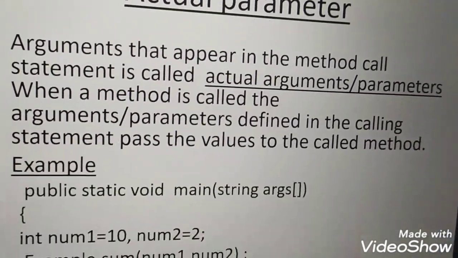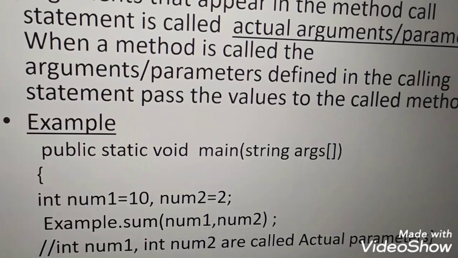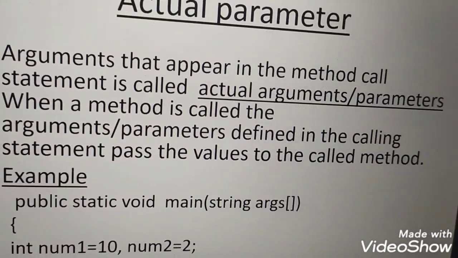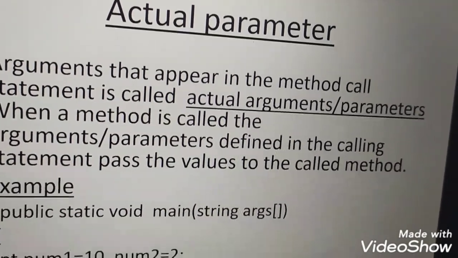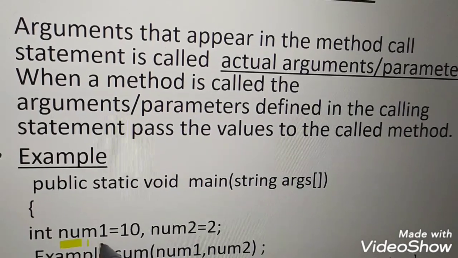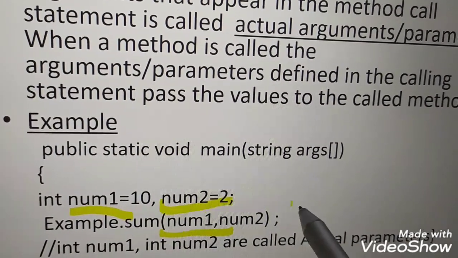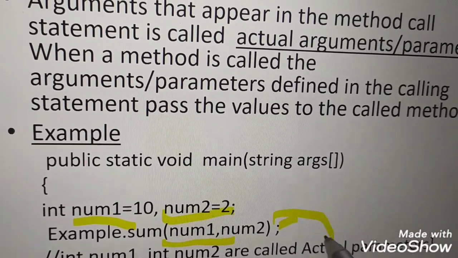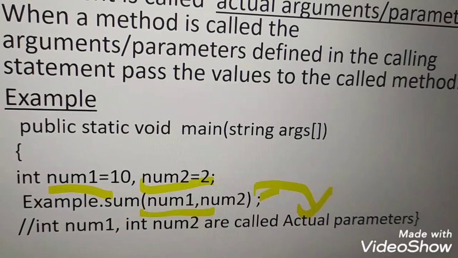Just look at here, who are known as the actual parameters. Now in the main function, in the calling method, the num1 and num2 which are used there are known as actual parameters. These num1 and num2 are known as actual parameters.